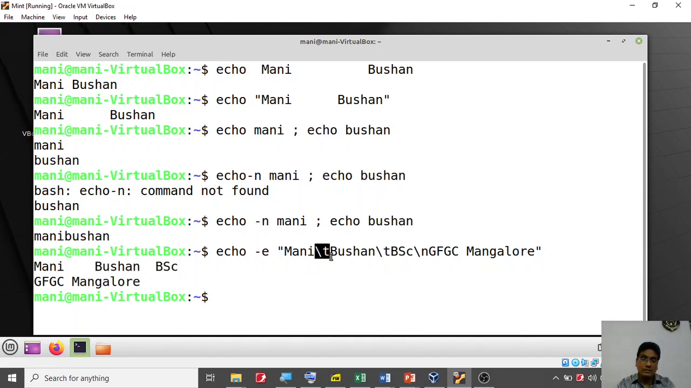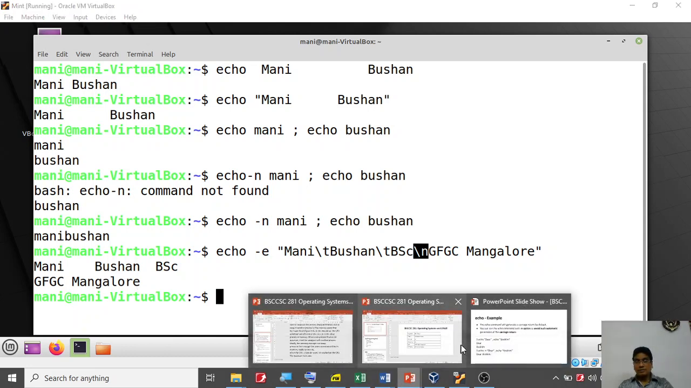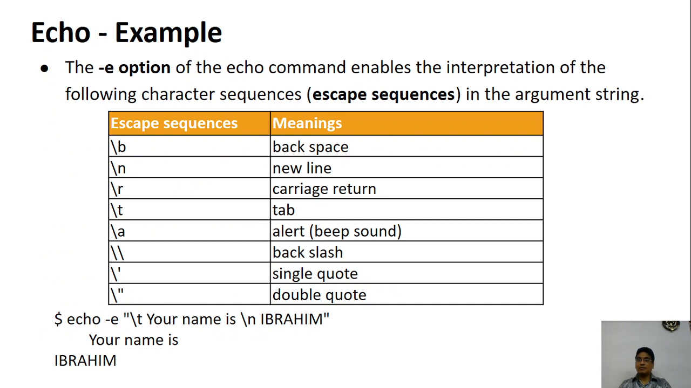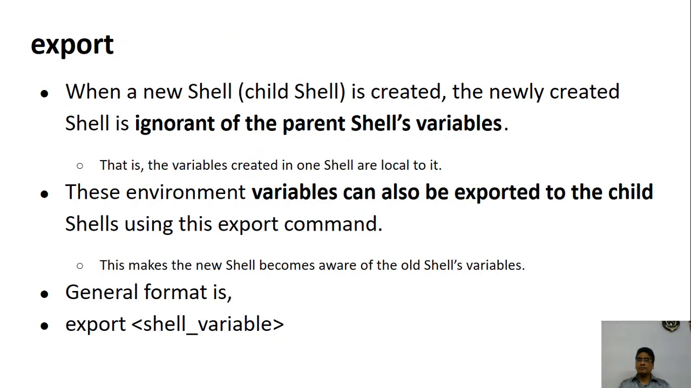So \t is a tab separation, you know that, and \n, you know, a new line. So it's going to put a new line. So you can use them also in your code. Let me quickly do that. Apart from this, because you have already studied the C programming language, you know that you can also use all the other things like backspace, new line, carriage return, single quote, double quote, and alert. You may not hear a beep, but you can try that thing.